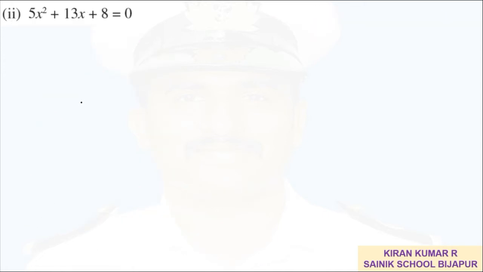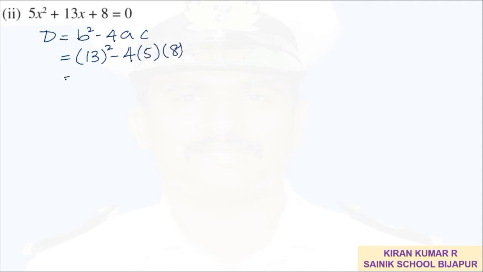Second question is 5x square plus 13x plus 8 equal to 0. Let me find the value of d. D will be b square minus 4ac. Upon substitution we get 13 square minus 4 times 5 into 8. 13 square is 169 minus 4 times 5 times 8, which is 160. So the difference becomes 9. Root of d will be root 9, nothing but 3.